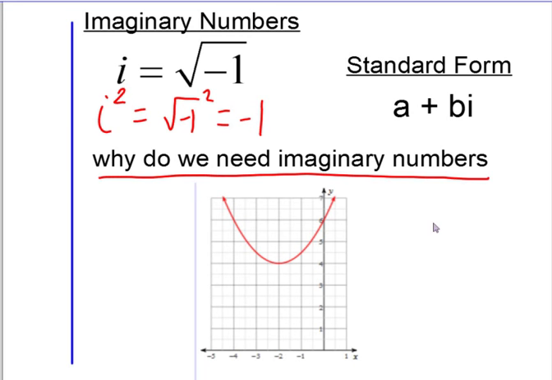Why do we need imaginary numbers? Because as we graph parabolas, we end up with parabolas like we see right here. A parabola that does not cross the x-axis. Since it does not cross the x-axis, at first you think, well, wait a minute, then how could it have roots? So instead of having real roots, which would cross the x-axis, this parabola has imaginary roots. That's why it's important to know how to deal with imaginary numbers, because we have parabolas that don't cross the x-axis.